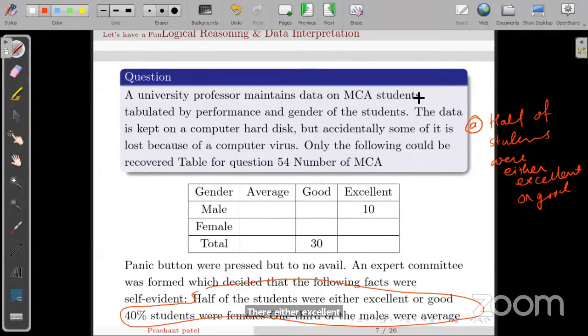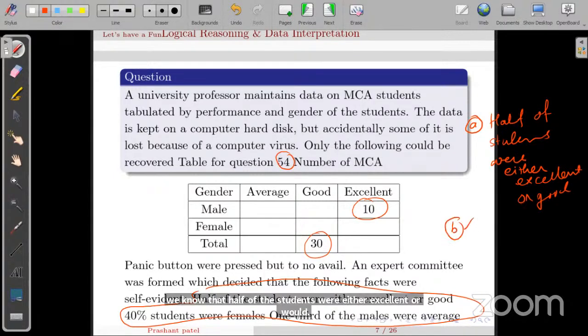Because there is an MCA student examination, in total there are 54 questions for students. Accidentally, some of it is lost because of a computer virus. Only the following table could be recovered. So they have only this much data, only these two data, no other data. Other data are missing. But this is the situation that we know that half of the students were either excellent or good.